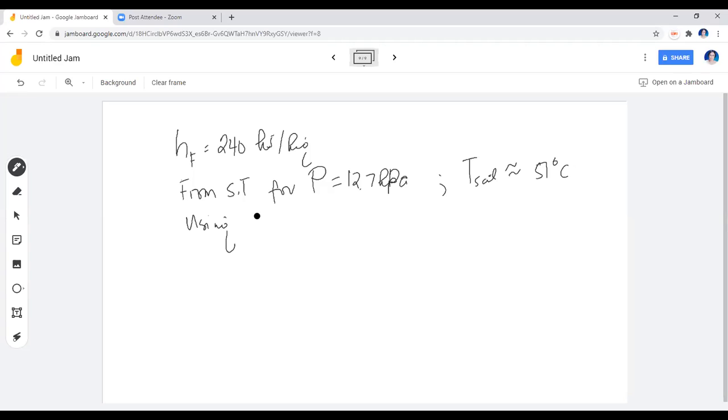So I'll write here, using Tsat equal to 51 degrees Celsius and an XL of 0.5 from the Duhring chart. You need to determine the boiling point of the solution. So we will do that. Okay, I will get that Duhring chart in here. This is your Duhring chart.